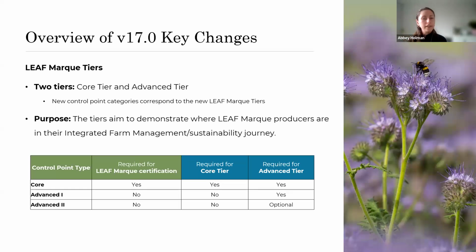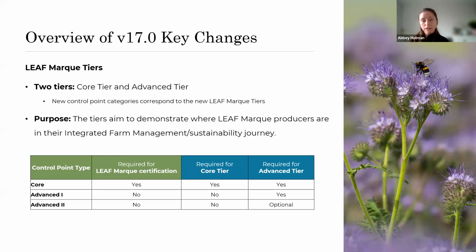If we have a look at this table, this summarizes how the control point categories correspond to the different proposed tiers. So core control points will be required for leaf mark certification, and by meeting the core control points, a business will automatically fall into the required core tier. These core requirements will also need to be met in order for a producer to achieve the advanced tier.